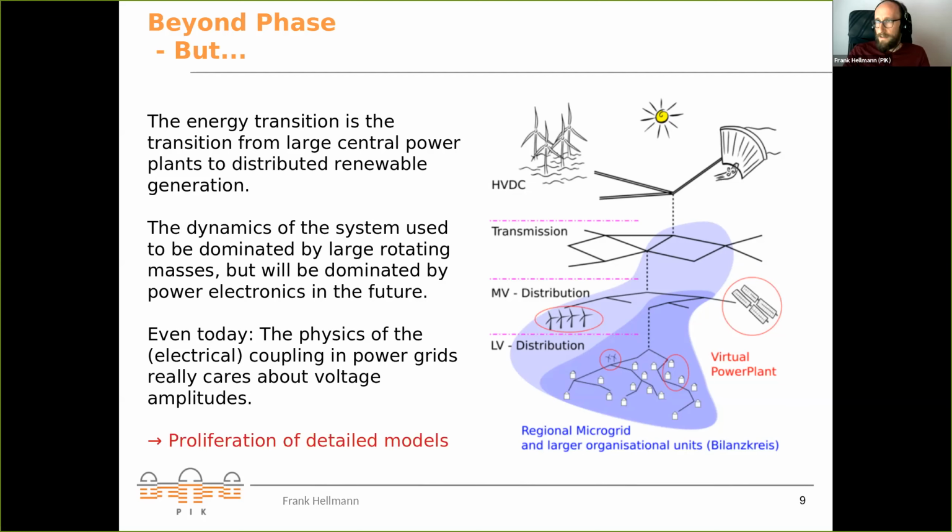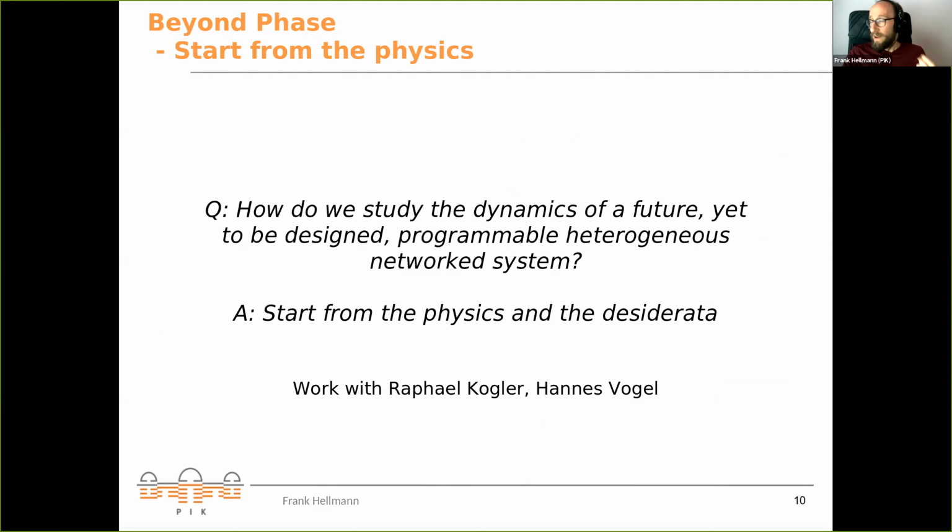So based on these worries and based on the idea that we need to push towards more realism in order to really apply our work in real-world power grids, we've been exploring a new way to think about how to model the dynamics and to systematize all the questions that I just briefly mentioned. So the question for the second half of the talk is, how do we study the dynamics of a future, yet to be designed, programmable heterogeneous network system?